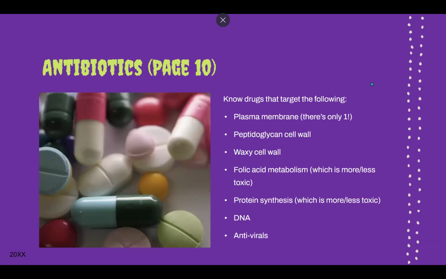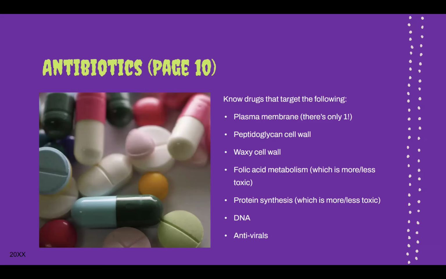And then for antibiotics, I have the exact same strategy. So page 10 has a lot of antibiotics. The way that you want to break them down is the way we broke them down in lecture today, or the way you'll break them down in lecture on Wednesday, is that for the plasma membrane, we really only have one drug that targets the plasma membrane. So memorize that one. Peptidoglycan cell wall, I think we had a list of like 6 or 7 of them. Don't remember all 7 of them. Pick 2 of them. Anything that ends in cillin, you can go after a peptidoglycan cell wall. So ampicillin, amoxicillin, penicillin. If it ends in cillin, peptidoglycan cell wall.